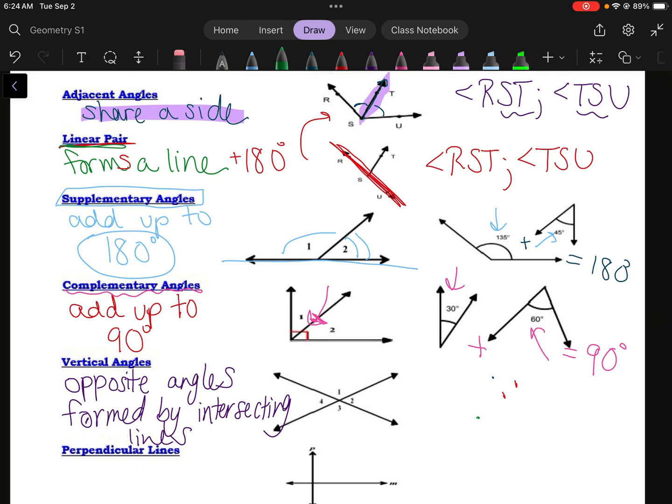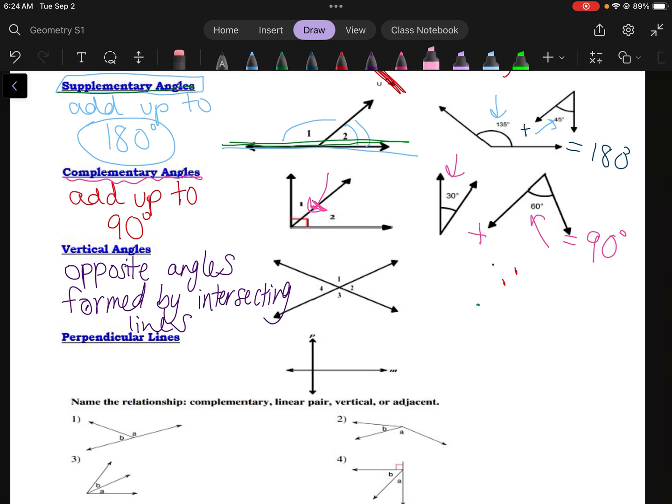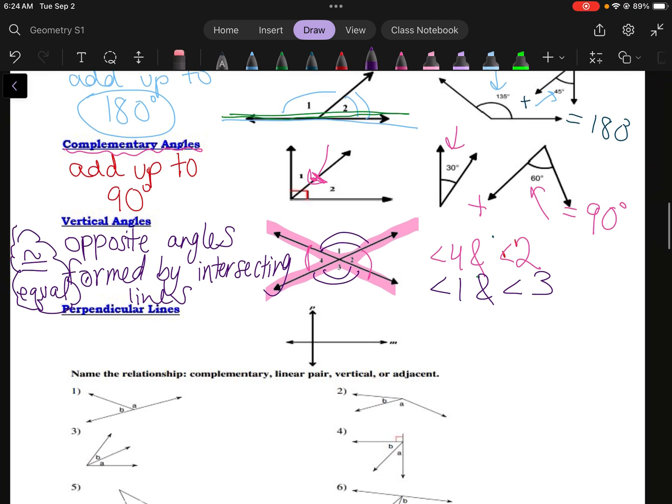So again, a linear pair creates a line, supplementary adds up to 180, or a line also means it adds up to 180. Complementary is 90 degrees. You see that box. And then vertical angles. Opposite angles formed by intersecting lines. So these crisscross lines, what is opposite from each other? Well, 4 and 2 are vertical angles. And so is 1 and 3. And these are congruent to each other, which means that they equal the same. So vertical angles are equal to each other, so that is important.